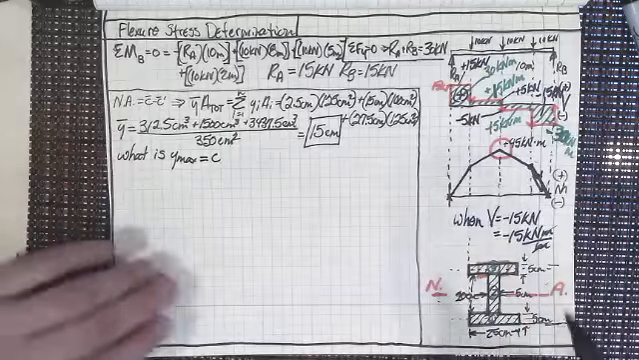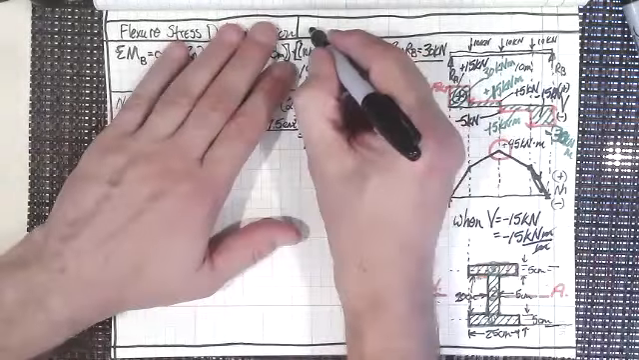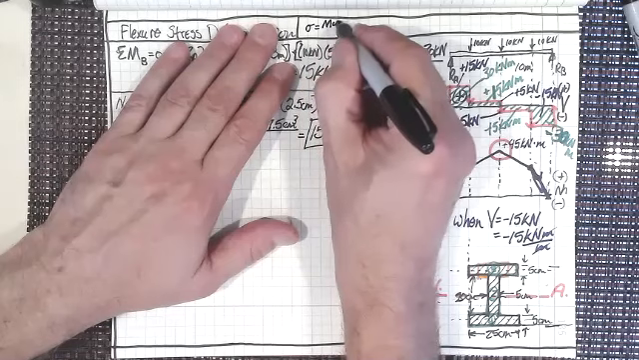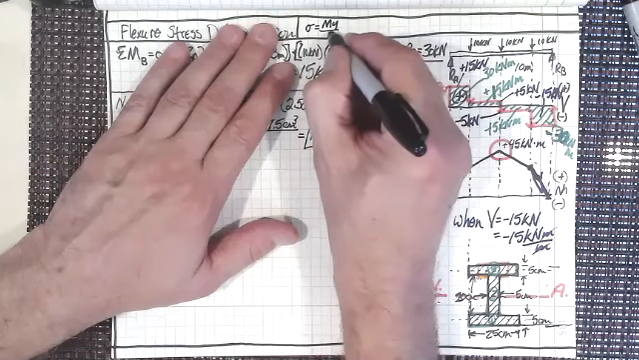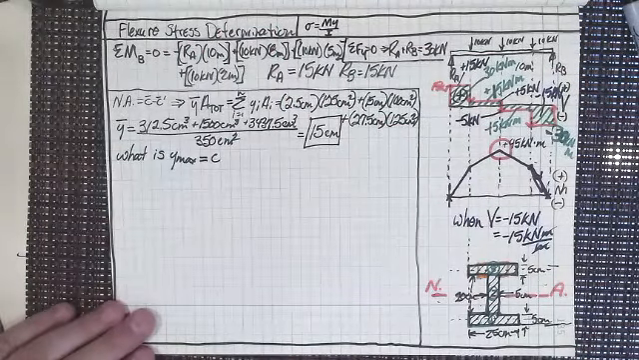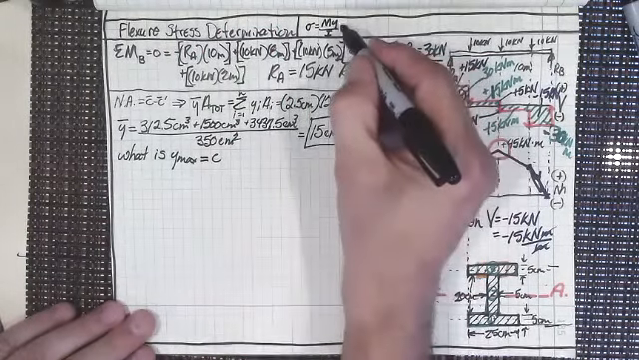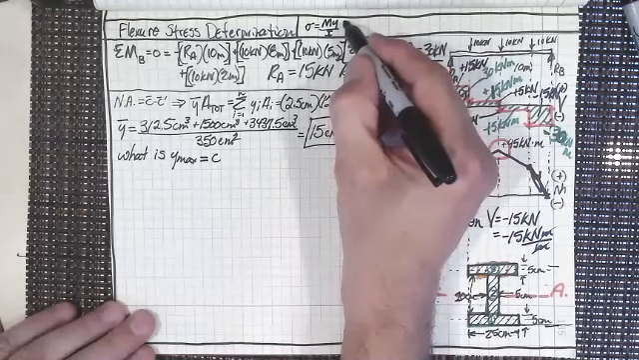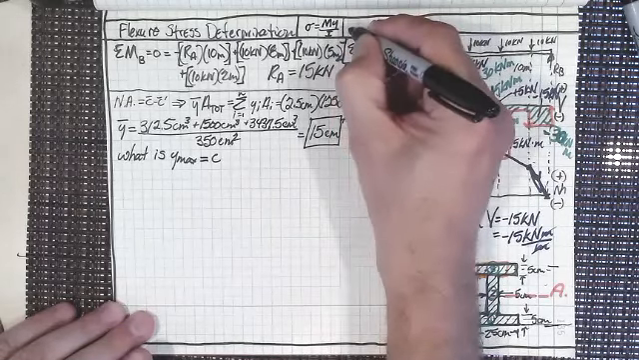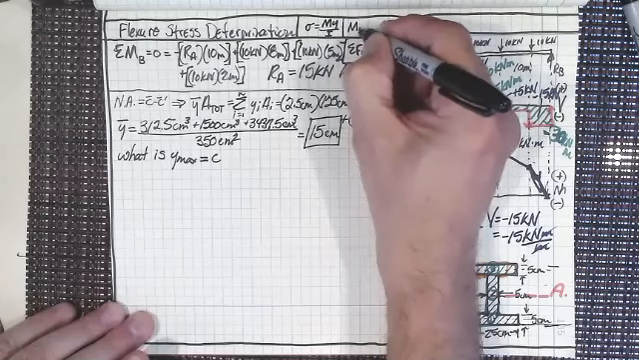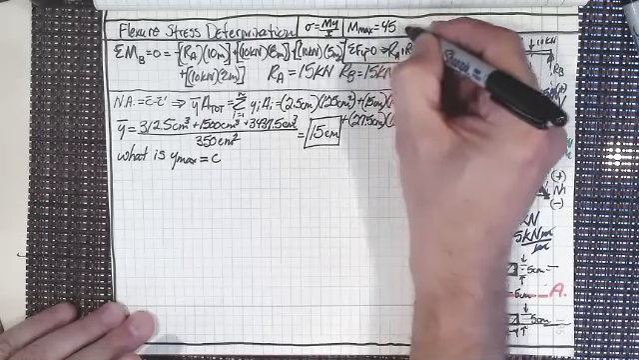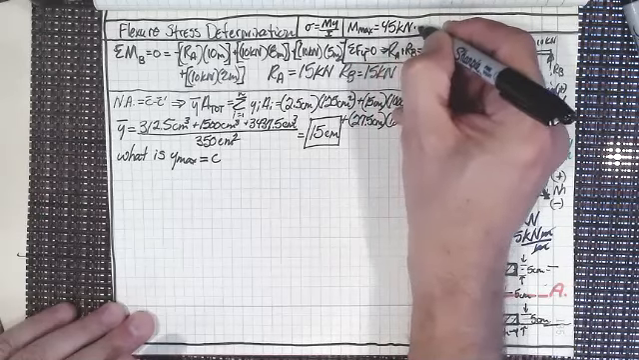Because our equation, let's not forget, is sigma equals My over I, right? That's what we're looking at. We want to find out our maximum bending moment. So we know that. Why don't we write that in there? M maximum equals 45 kilonewton meters.